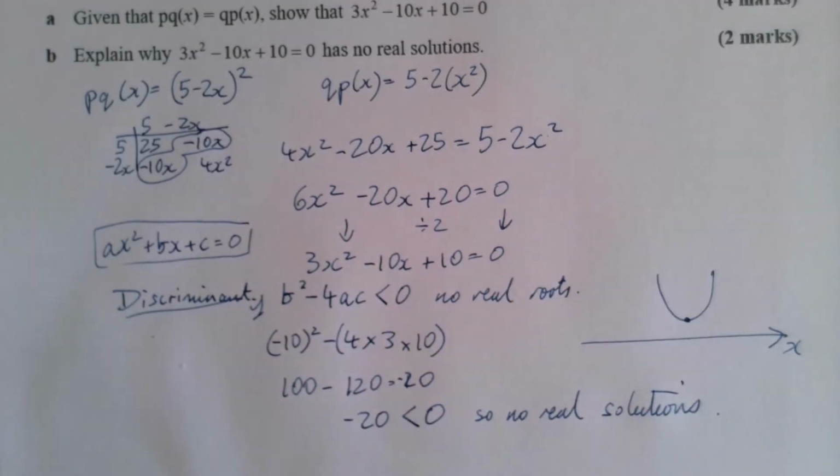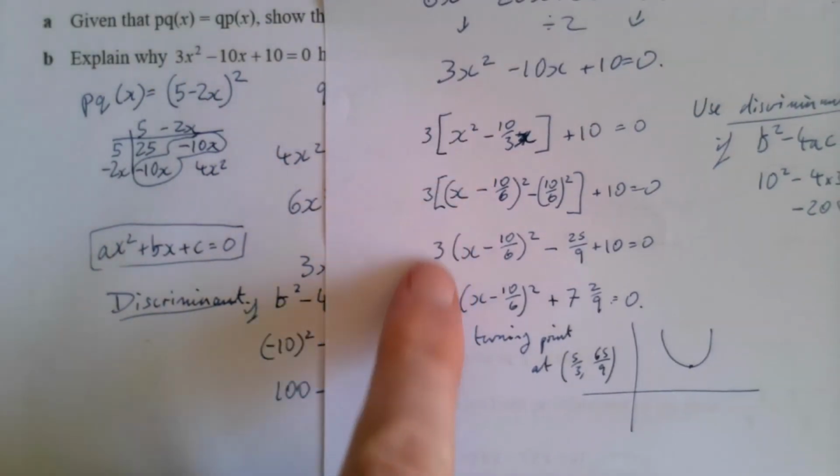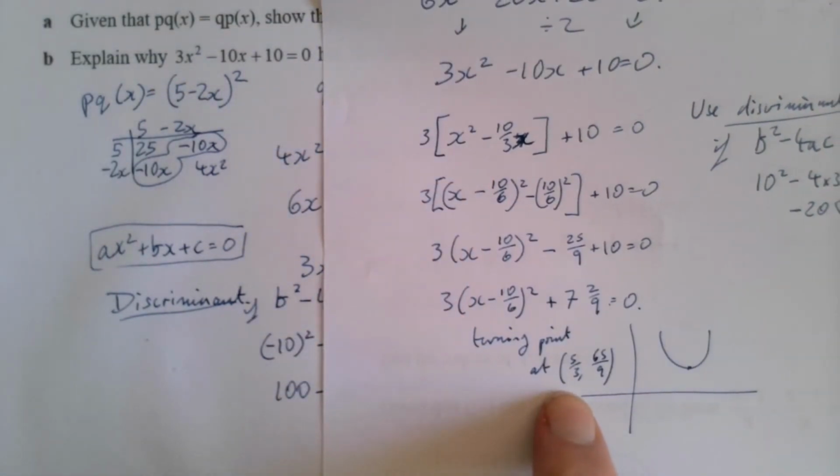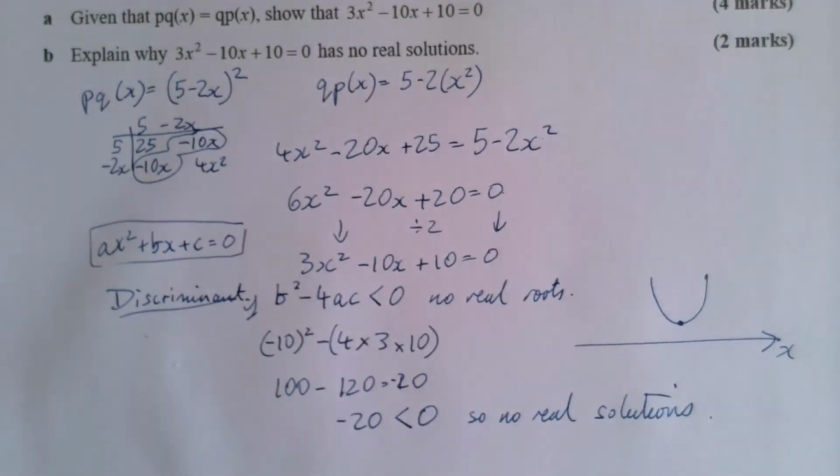The other thing you could have done would have been to find the turning point, and you find the turning point by completing the square, and I did do that earlier on as well. That looks something like this, so your turning point would be at 5/3 and 65 ninths. Either way, there's your 2 marks on that.